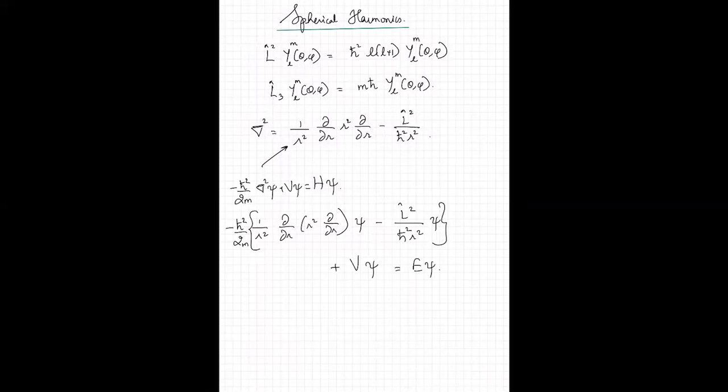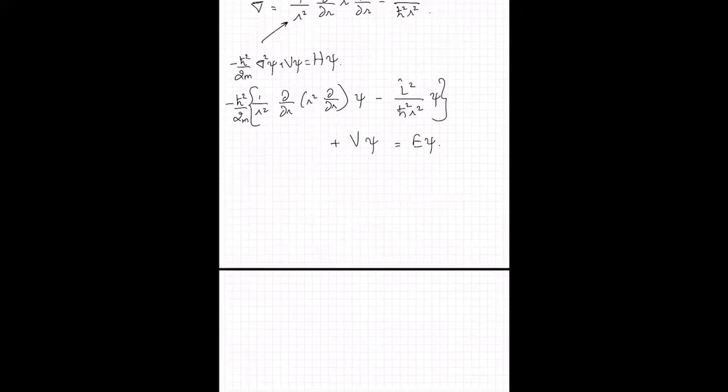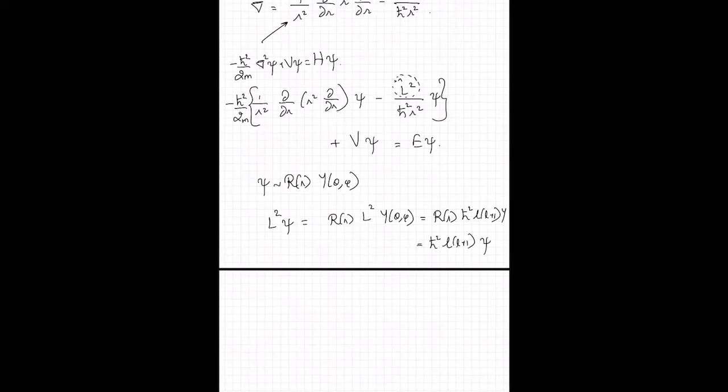Okay, and given our form of the wave function psi, which is R of r, Y of theta comma phi, notice that the L square is only an operator that depends on theta and phi, and Y is an eigenfunction of L square. So L square acting on psi is basically R of r, with L square acting on Y theta phi, which gives us h bar square l(l plus 1) Y. So this is basically h bar square l(l plus 1) psi, because Y times R is just psi. Okay, so it is this piece.